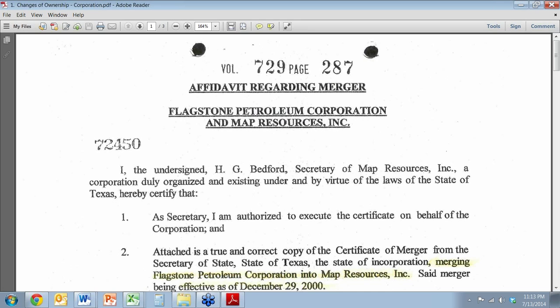Welcome to today's tutorial on changes of ownership. This is the first changes of ownership instrument that you will be analyzing, and I just thought it would be helpful to let you hear the thought process of someone who is experienced with this, so you can see what I'm looking for, what the red flags are.